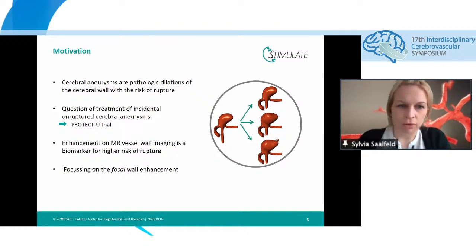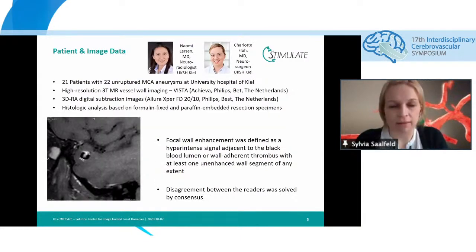But in our work, we are also focusing on the focal wall enhancement. So what we did was that, together with medical cooperation partners, we examined 21 patients who had 22 unruptured aneurysms at the middle cerebral artery. We acquired 3D MR vessel wall imaging as well as a 3D subtraction sequence. And the nice thing is that from the 3D DSA, we could extract a 3D model where we will also apply CFD and so on.